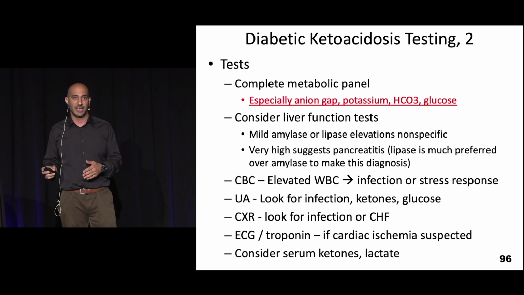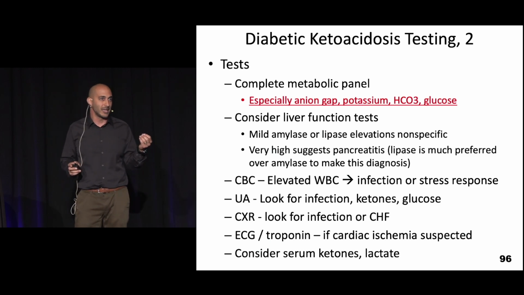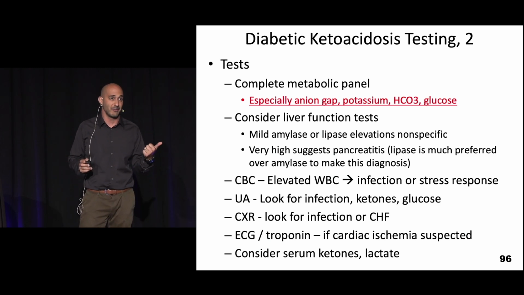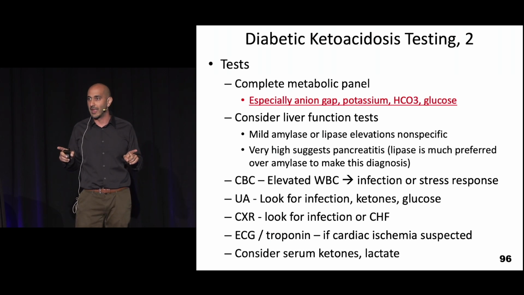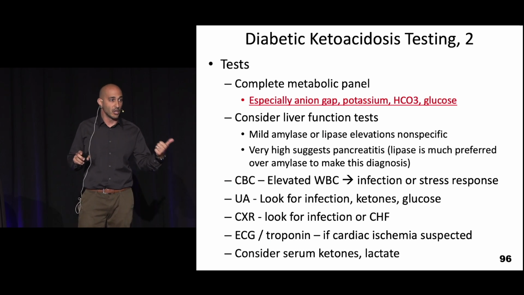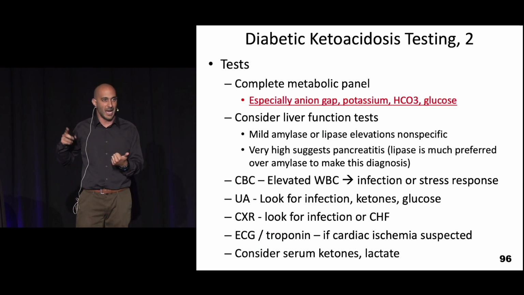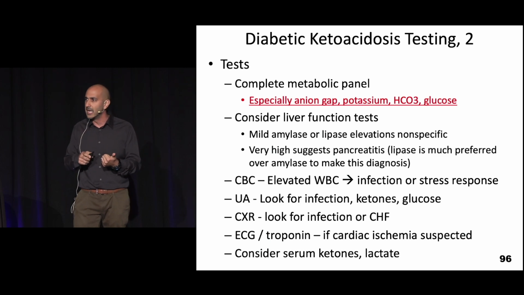All right, other tests. So the first thing we do with DKA patients is try to identify whether they have DKA or not through all the things that we just talked about. There are 2 other things that I look for in the labs in my DKA patients. Number 1 is, is there an acute stressor that I can identify, one of the I's? So is there an infection?